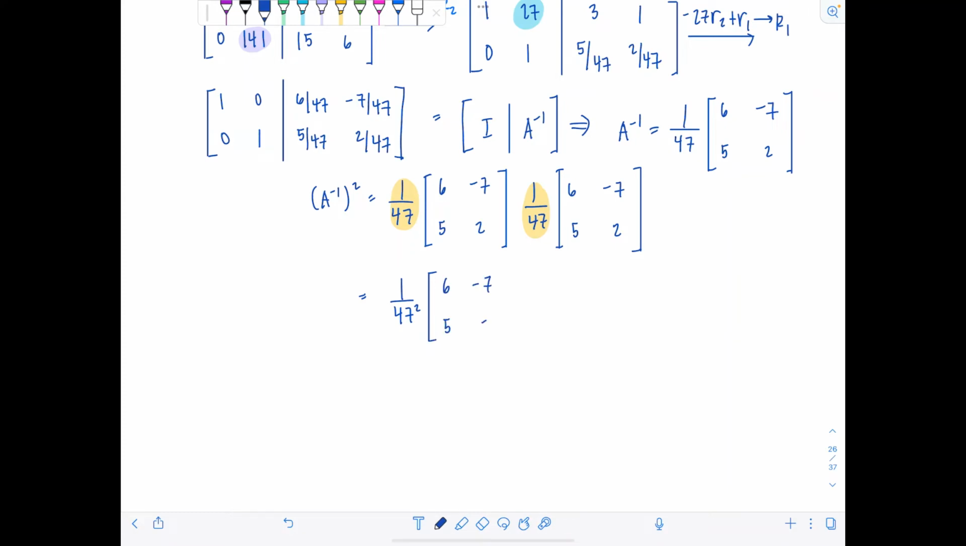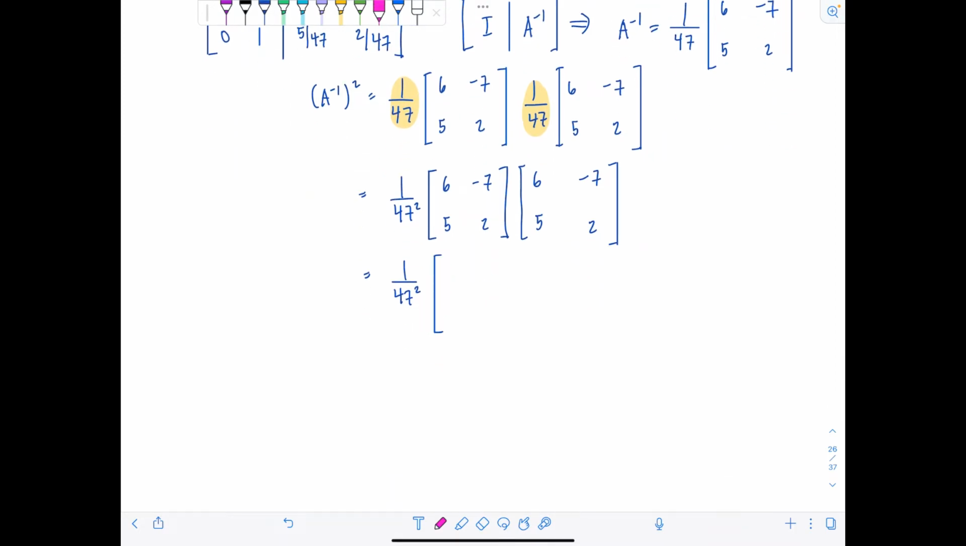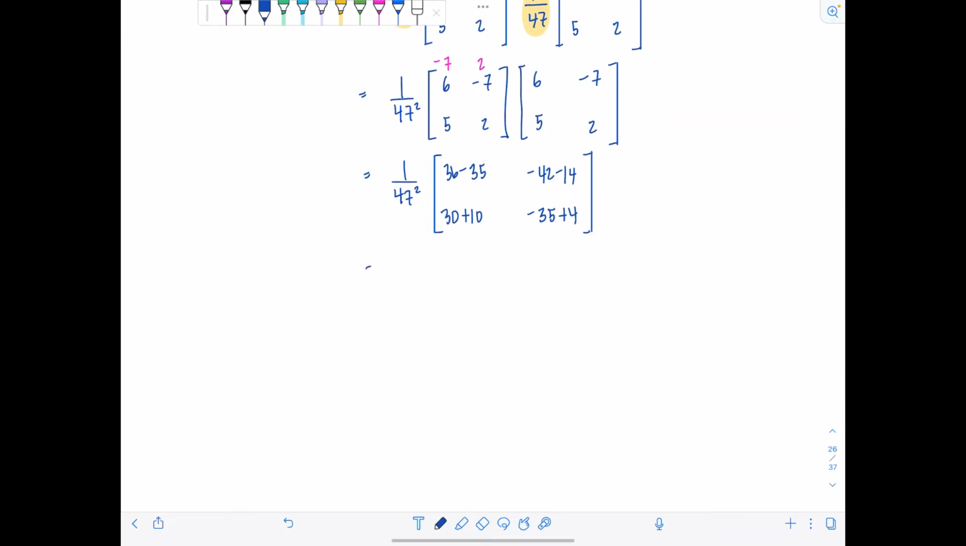So 6, negative 7, 5, 2 times itself. 6, negative 7, 5, 2. Okay, see how nice? And then we have 1 over 47 squared times, I'm just going to do this in my head. Hopefully you guys are at the point where you can just imagine, right? There's a 6 and a 5. So it's going to be 36 minus 35, 30 plus 10. Then do the same thing with the next column, negative 7, 2. Do it in your head. So that's going to be negative 42 minus 14, negative 35 plus 4. And then we're left with 1 over 2,209 times 1, negative 56, 40, and negative 31, which is the same that we got earlier.